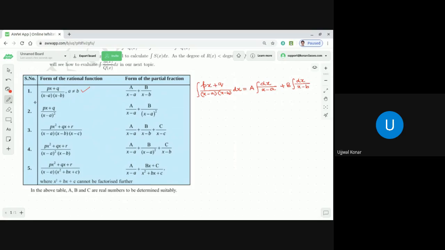The first case we just discussed. Think about the second case.